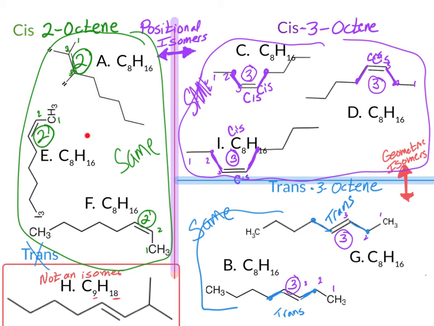We know that all of the ones that are the same, as you see the circle here, are going to be positional isomers of each other or geometric isomers. So A, E, and F are positional isomers of everything that is a 3-octene. So these are all 2-octenes, these are 3-octenes. And we know that C, D, and I are positional isomers of the one compound, B and G.